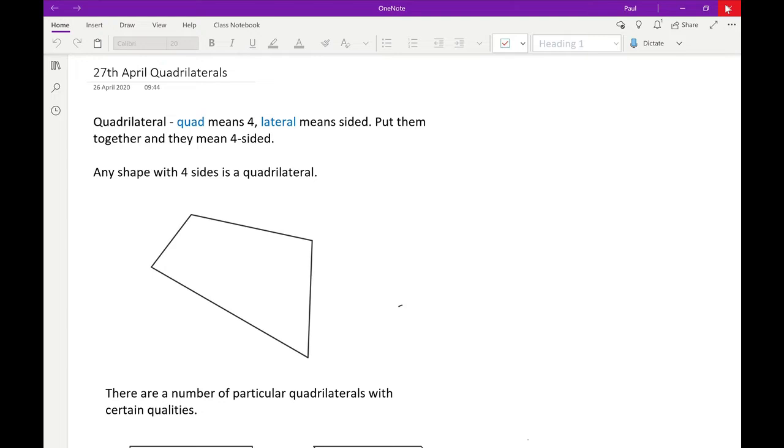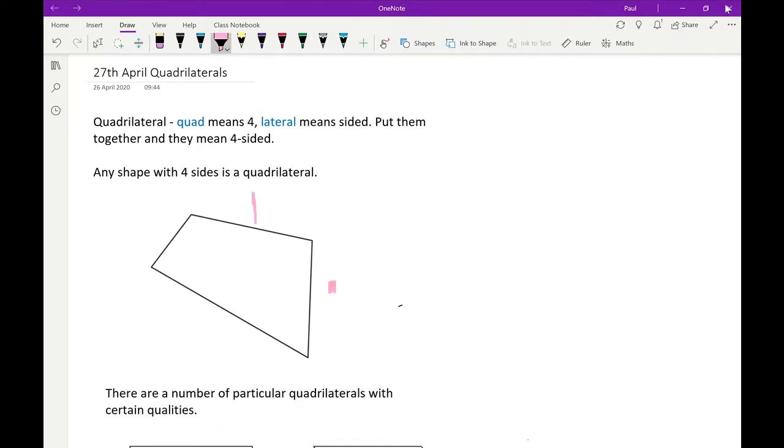So any shape with four sides is a quadrilateral, and you can see here that this shape has got four sides, so 1, 2, 3 and 4, and it's got four corners, 1, 2, 3 and 4, and that's what's special about a quadrilateral. Four corners, posh word for that is vertices, and four sides, which can be called edges.